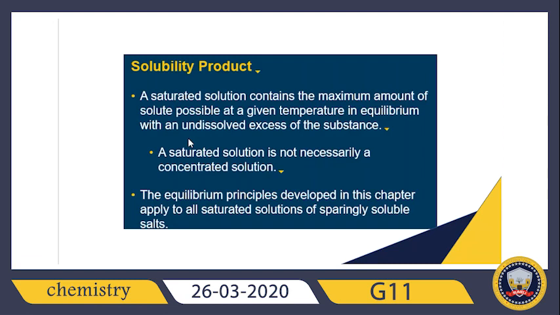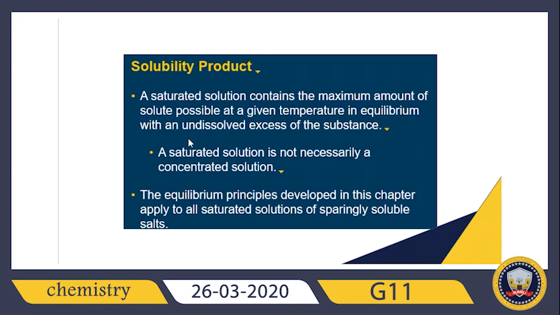But silver chloride is an exception, because most chlorides are highly soluble. We have exceptions like silver chloride and lead chloride. They have a low solubility, so that's why they may reach the saturation level without being concentrated, because silver chloride is not highly soluble in water. Okay, so that's why we always say that a saturated solution is not necessarily a concentrated solution.